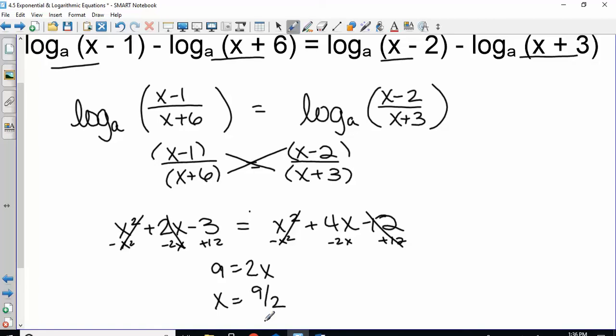So if the log is on each side, you can drop them. If it's only on one, we have to change to exponential. On all of these, we need to check at the end. We get 9 over 2 or 4.5. 4.5 minus 1 is positive, plus 6, minus 2, plus 3, all of those are positives, so this does work. Questions?